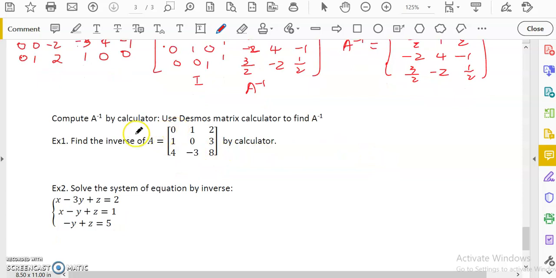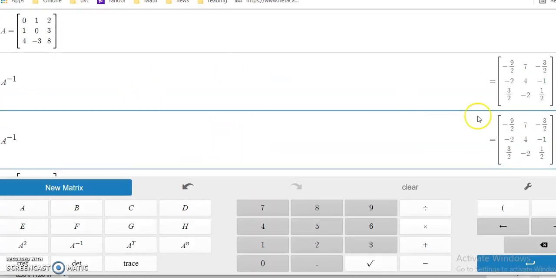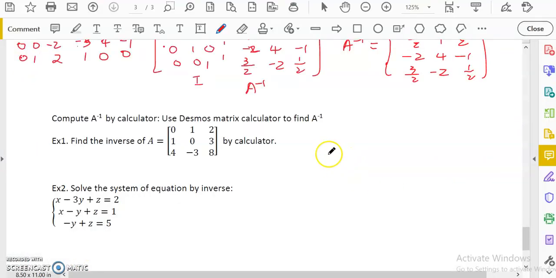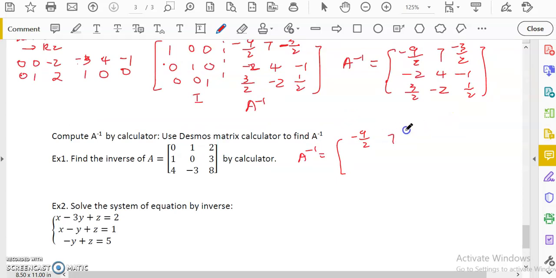Okay, so try this one. If I want to have 0, 1, 4, 1, 0, negative 3, 2, 3, 8. Oh yeah, we did it together. We did it already, right? So by calculator, that's how you do it. You enter it using a decimal matrix, then enter the matrix, do A inverse. If it is a B, then you do B inverse. It would show you. So by calculator, what we did is actually like this. Whatever we see, negative 9 over 2, just copy. We already did 7, negative 3 over 2, negative 2, 4, negative 1, 3 over 2, negative 2, 1 half.